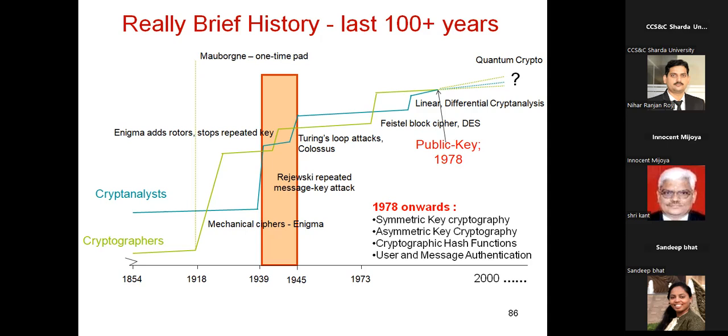So from 1978 onwards, symmetric key cryptography, asymmetric key cryptography, cryptographic hash functions, user and message authentication have changed the scenario. But still, cryptanalysts are in a much better situation because they are doing cryptanalysis in the back, not in front. But cryptographers are making their point because of the best computing power in hand. That's all I wanted to communicate to you today.